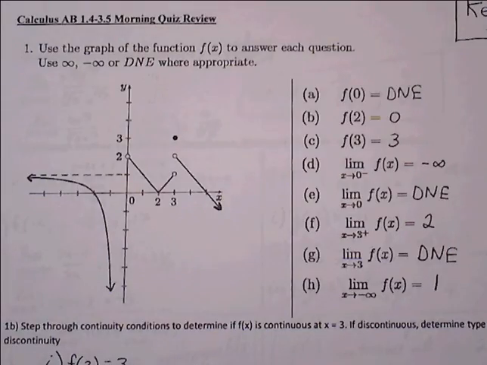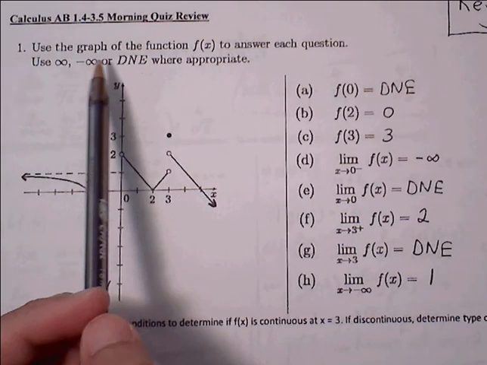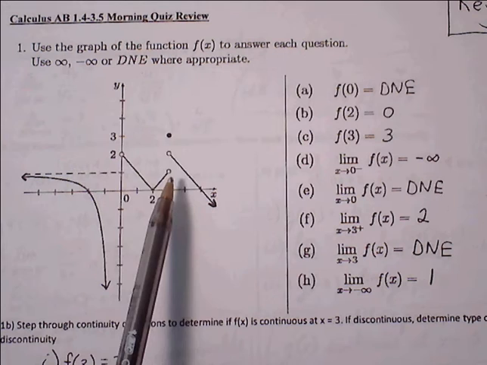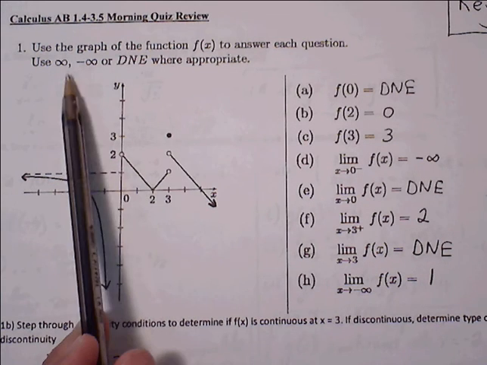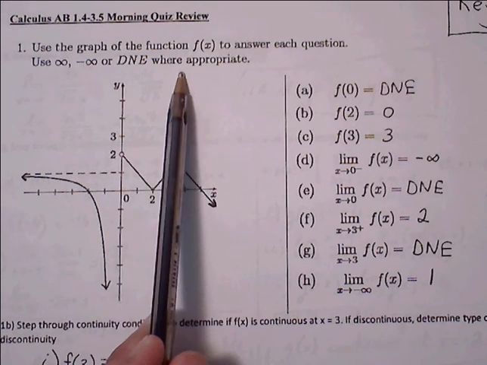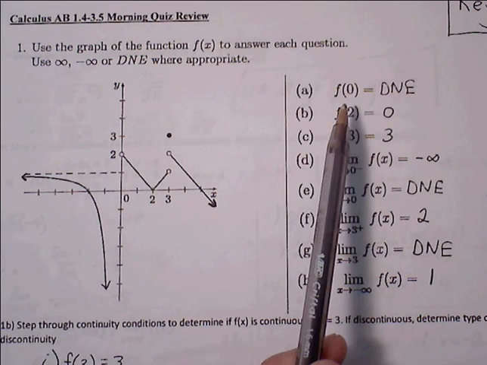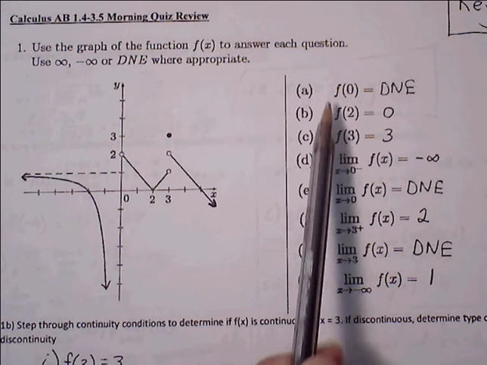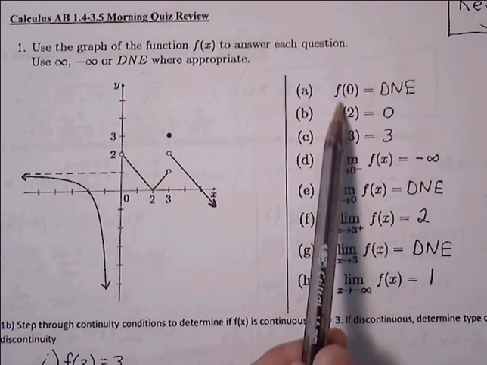Let's look at 1.4.3.5 morning quiz review on limits. So number one says use the graph of the function f of x to answer each question. Use infinity, negative infinity, or does not exist where appropriate. So part A through C, we're just looking for the ordered pair to see if the ordered pair exists.